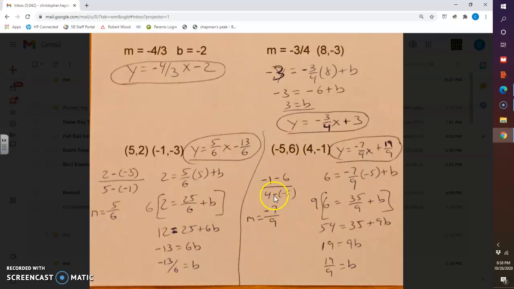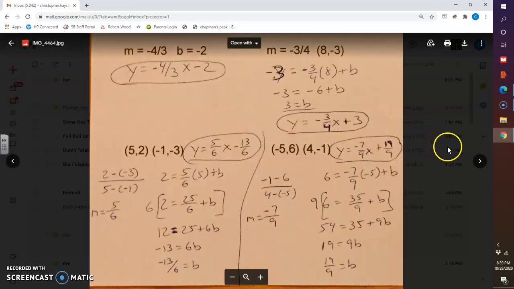Second one, same deal. -1 minus 6 is a -7. 4 minus -5 is a 9, so my slope is -7/9. I choose point (-5,6). So 6 equals -7/9 times -5 plus b. 6 equals 35 over 9 plus b. We multiply everything by 9, and we get 54 equals 35 plus 9b. Subtract 35, divide by 9, and we get 19 over 9 for b. So my answer is going to be y equals -7/9 x plus 19 over 9. Once again, just plugging that slope back in.